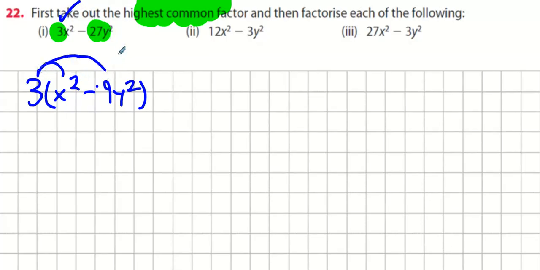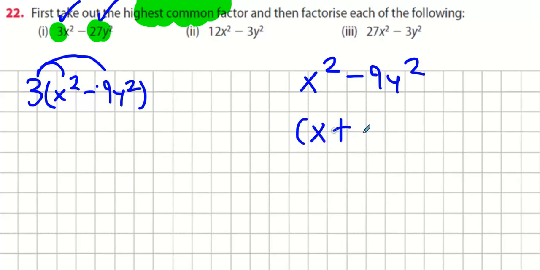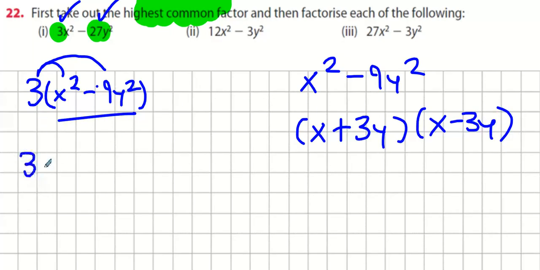3 times 9? 27y squared. Isn't that right, Steve? It is. So we've changed nothing. We've just taken out the 3 and it's still the same stuff. But what we're focusing on now is the x squared minus 9y squared. And what can we break that up into? So we can break up this part here into x plus 3y and x minus 3y. And we're done.